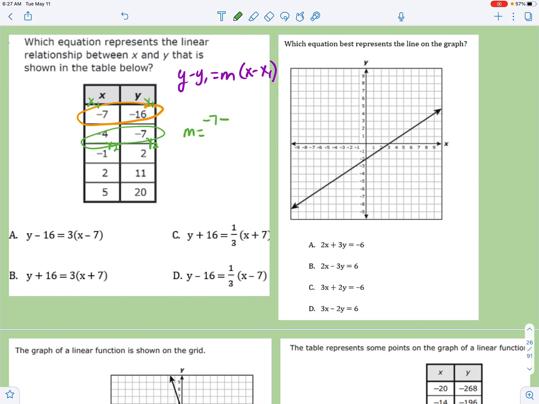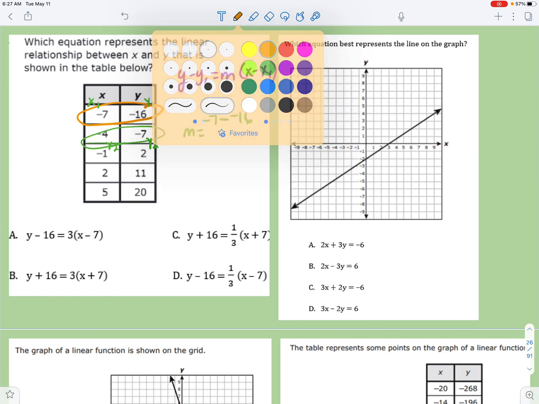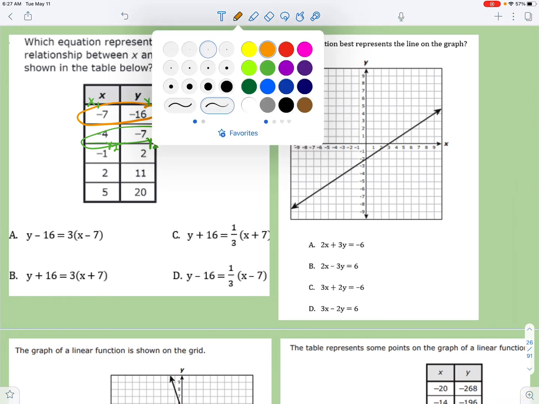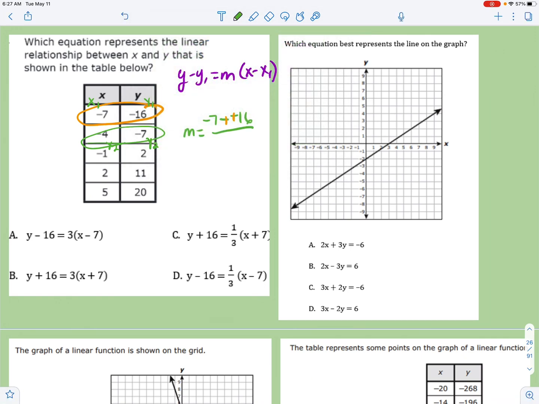So we take our y2, -7, and subtract it from our y1, which is -16. Remember, when there are double negatives, we need to change to positive, right? Divided by our x2, which is -4, minus our x1, which is -7. Remember, double negative needs to become plus positive. And now it's just about simplifying. So this becomes positive 9 over 3, which gives us a result of 3. All right, that's our slope.